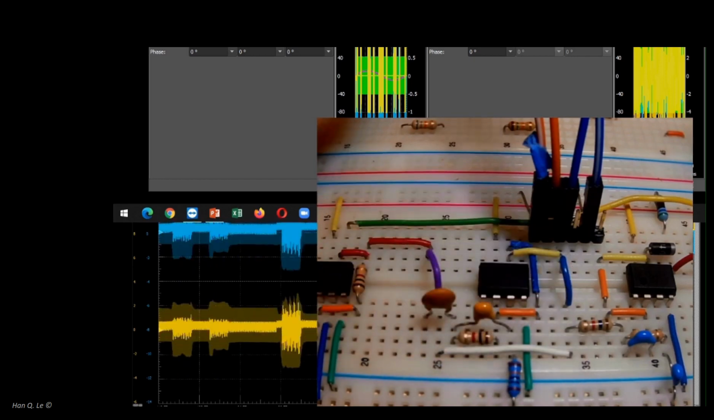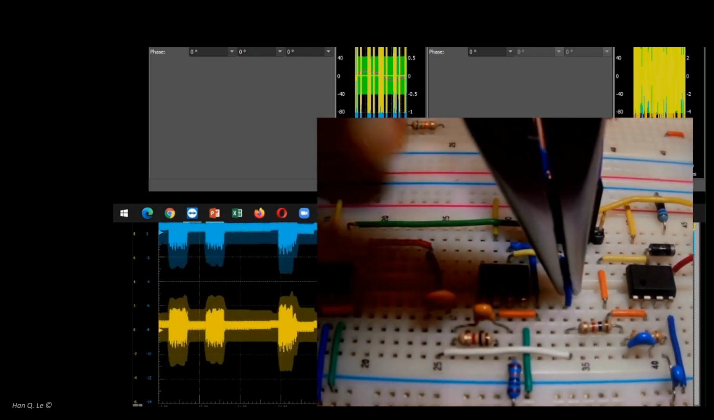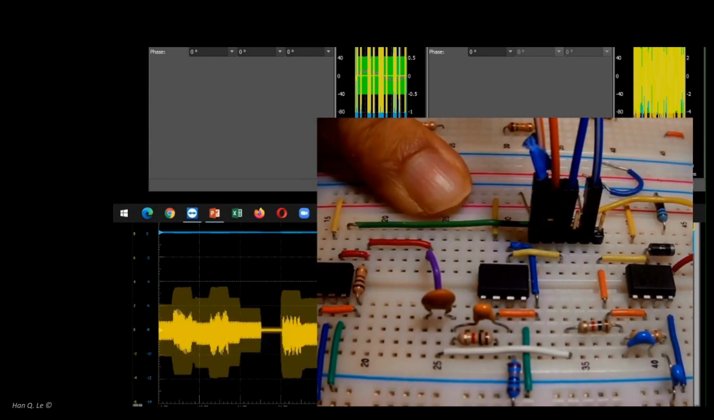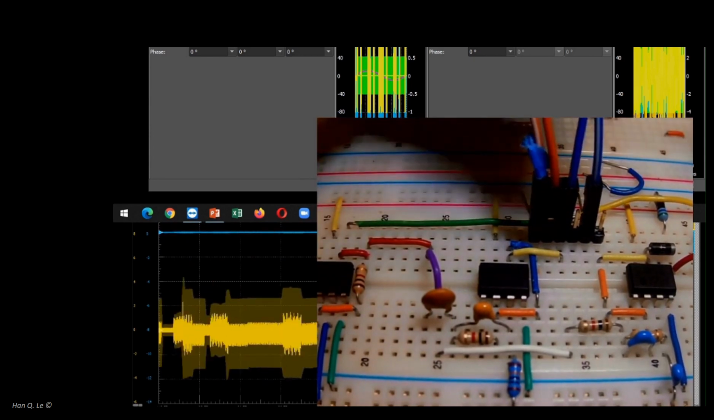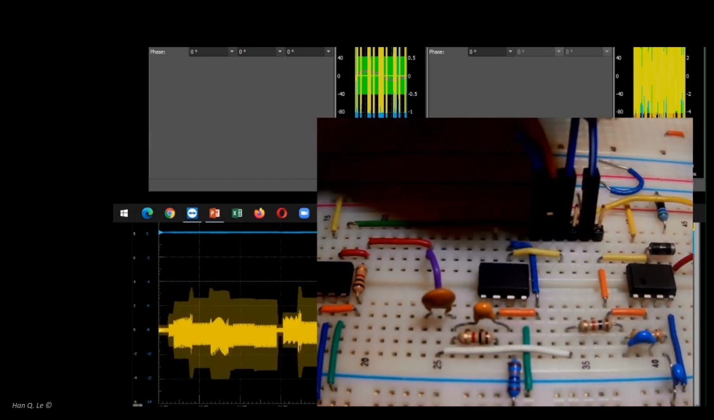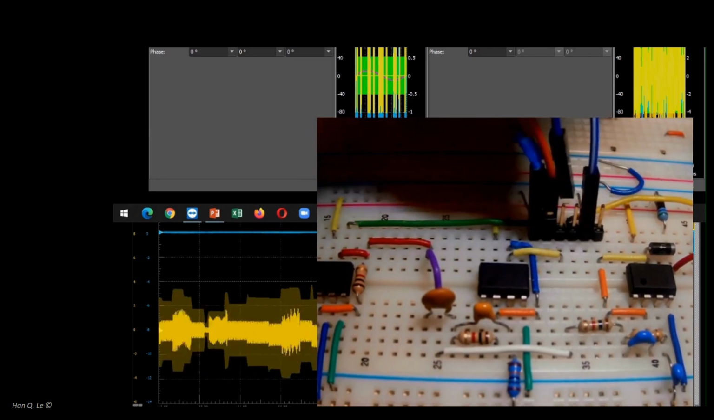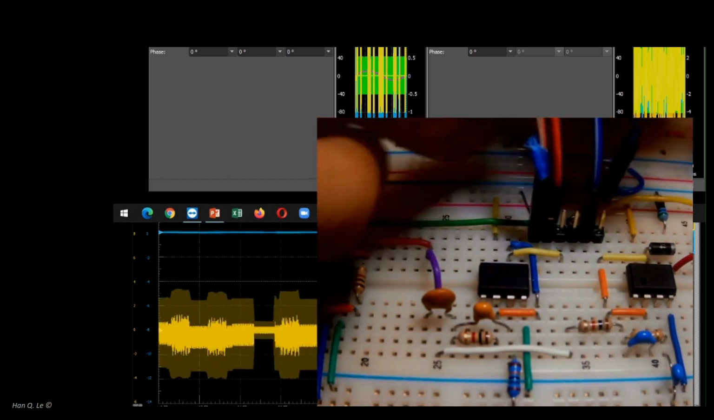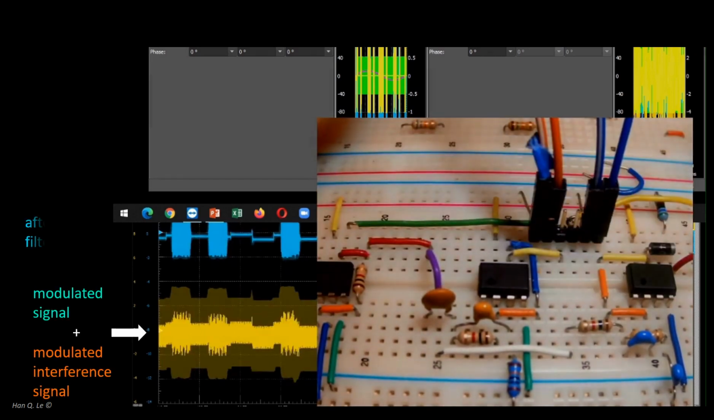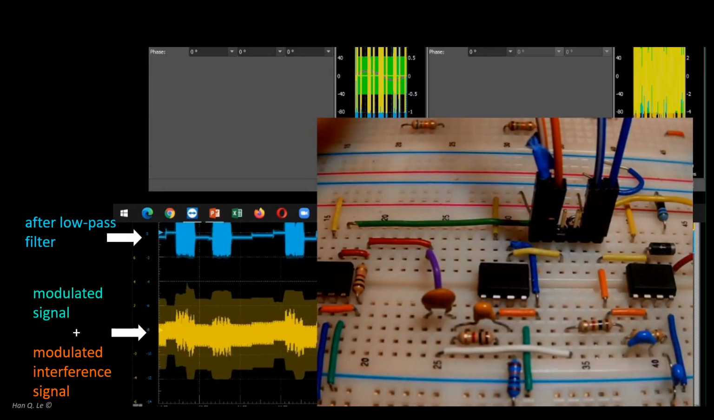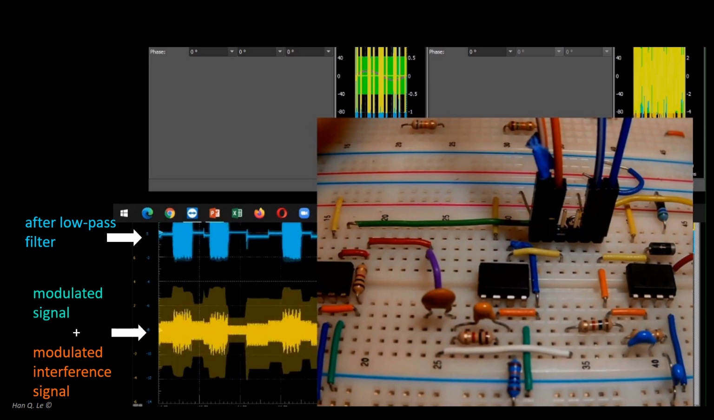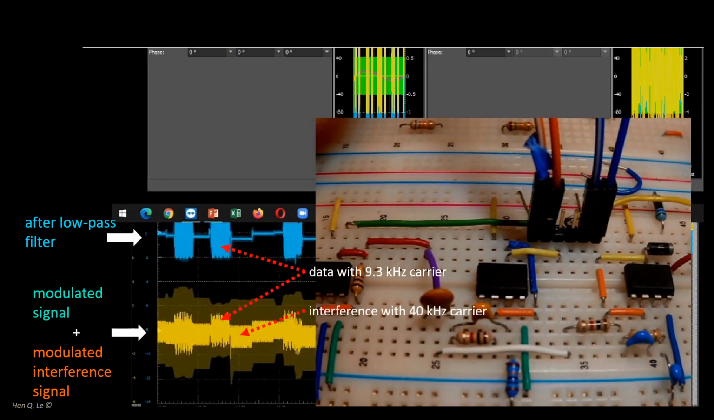Unwanted connections should be removed. Scope channel 2, the blue cable, will be connected to the output of the low-pass filter. At the low-pass filter output, the blue trace now shows largely the data of interest, and the interference is greatly reduced. The data with 9.3 kHz carrier passes through, while the interference data with 40 kHz carrier is greatly attenuated. This is the intended function of the low-pass filter.